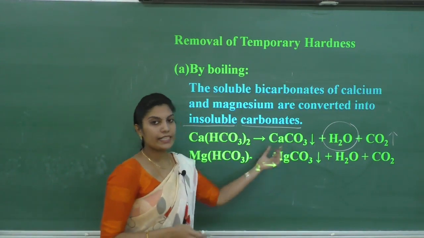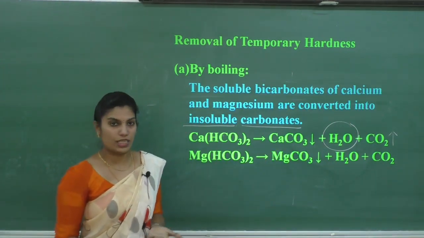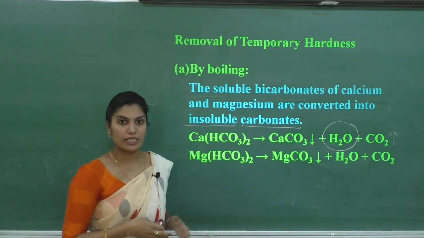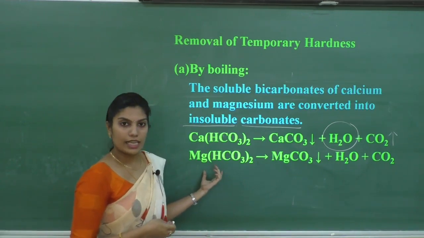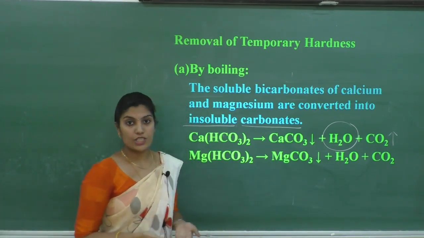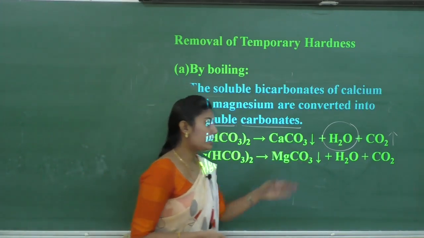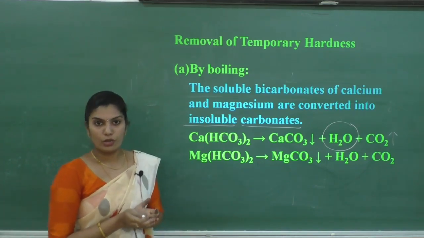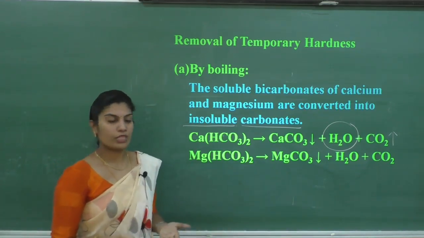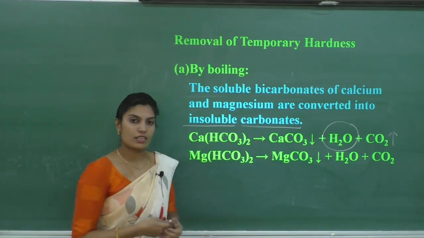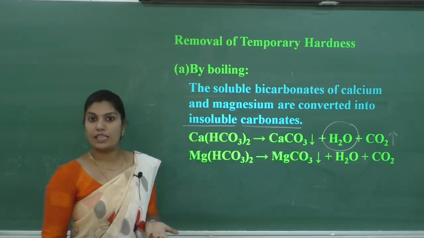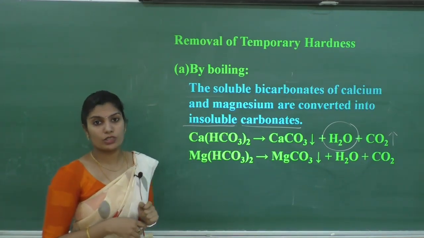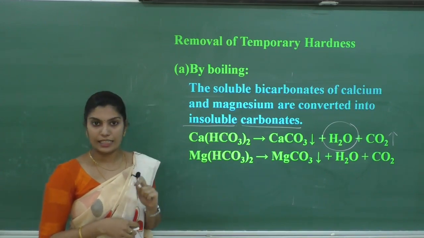This precipitate can be removed by filtration. If the water contains magnesium bicarbonate, then also it can be removed by the boiling process. In this case, it gets converted into magnesium carbonate precipitate, and carbon dioxide gas will be evolved, and the water we are going to get is soft water. The precipitates so formed, calcium carbonate and magnesium carbonate, can be removed by the filtration process. This is one of the methods for the removal of temporary hardness.